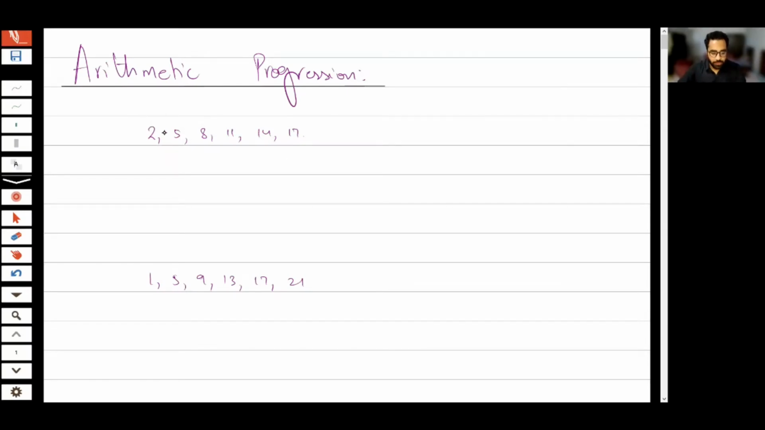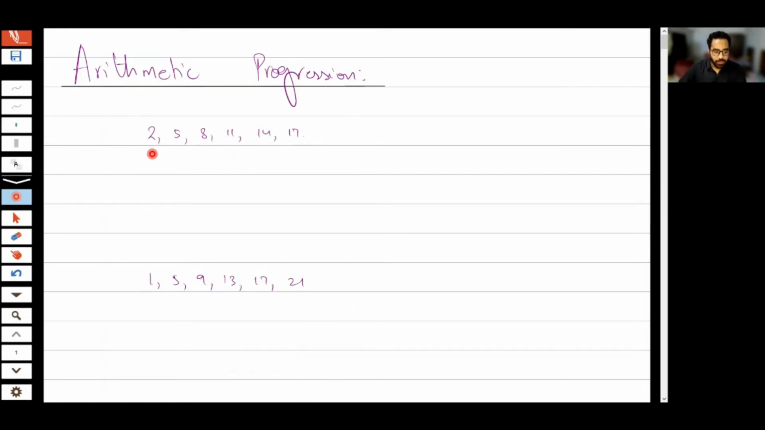Okay, in this video, we're going to talk about arithmetic progression. Now, what is arithmetic progression? I have a series of numbers over here, 2, 5, 8, 11, 14, and 17. Now, if you notice one thing, the difference between two consecutive numbers is constant. Meaning 5 minus 2 is 3, 8 minus 5 is 3, 11 minus 8 is 3, 14 minus 11 is 3, and 17 minus 14 is also 3.